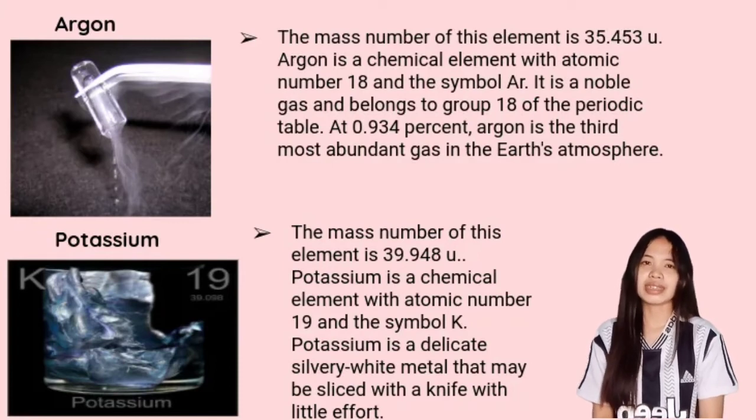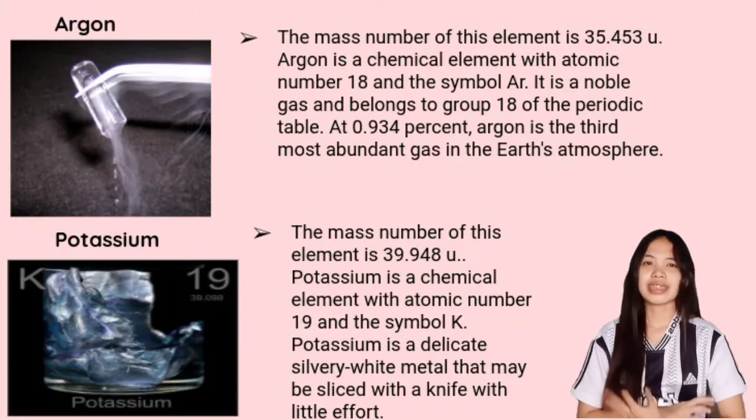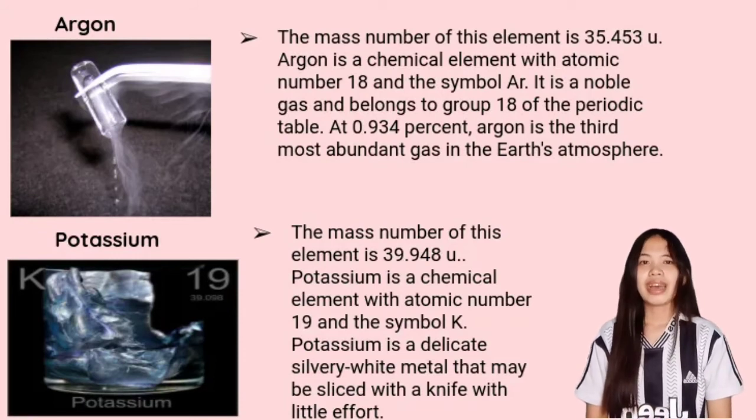Argon. Argon is a chemical element with atomic number 18 and the symbol is Ar. It is a noble gas and belongs to group 18 of the periodic table. At 0.934%, argon is the third most abundant gas in the Earth's atmosphere. The mass number of this element is 39.948 U.